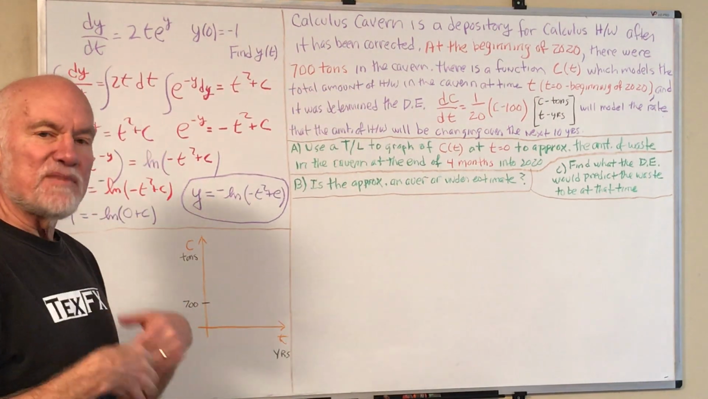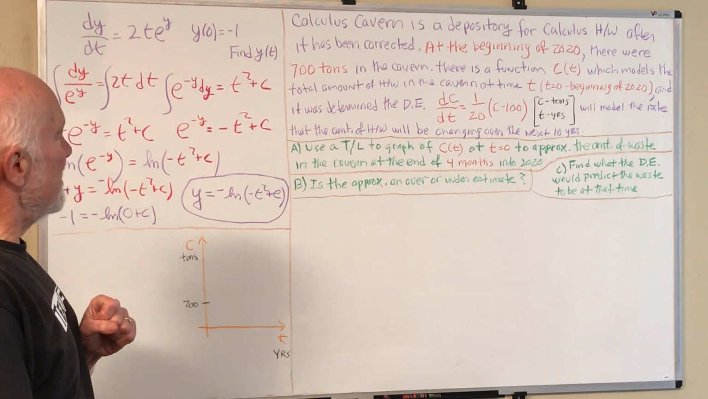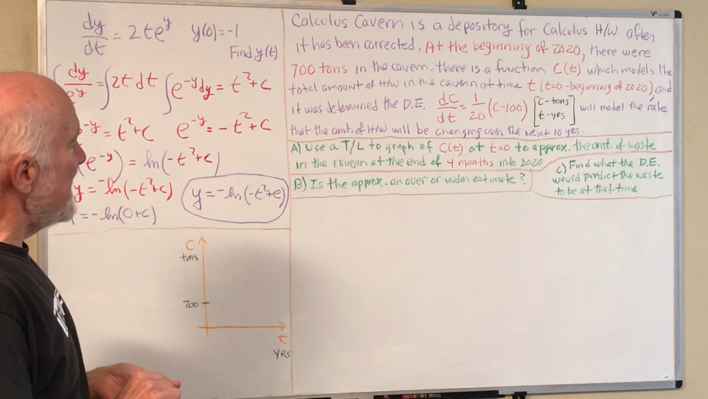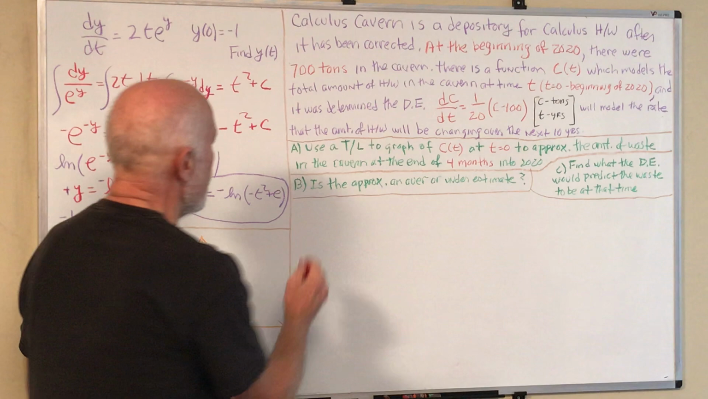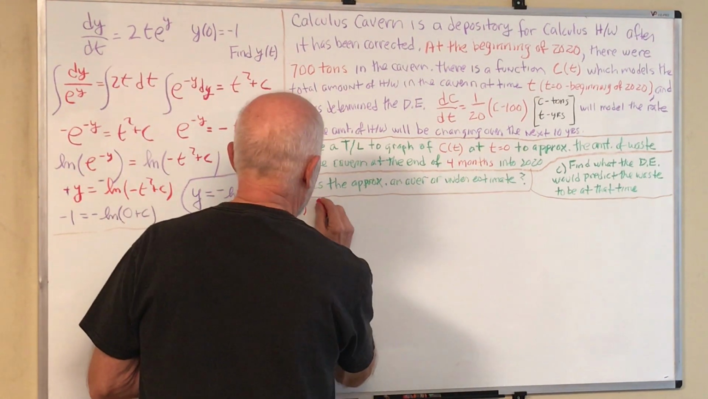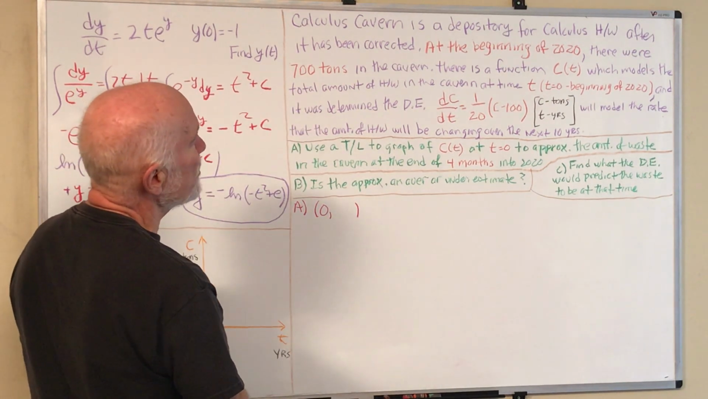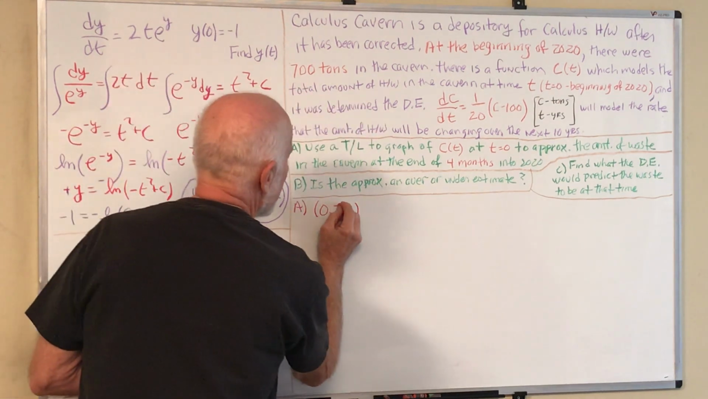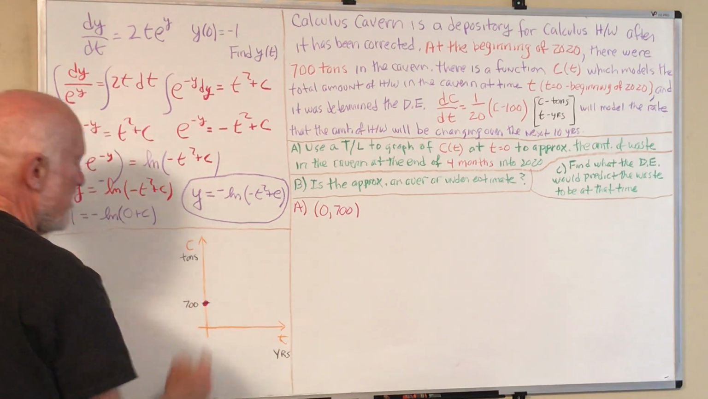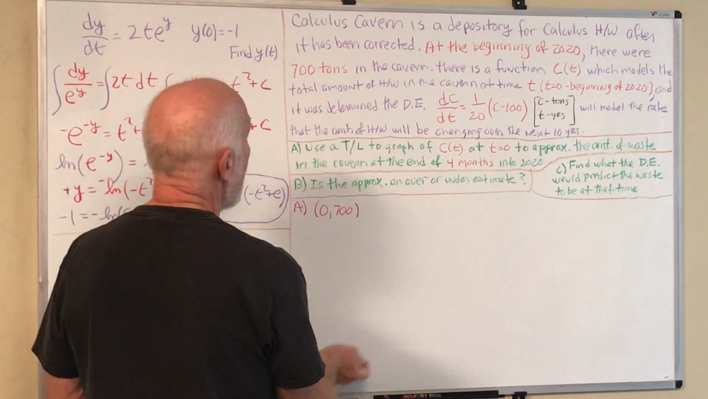So they're not asking us in part A to solve and find c of t. They're just saying, let's use a tangent line to approximate. So what do we need for a tangent line? We need a point and a slope. Well, the point, it's at t equals 0, so it's 0, comma, c of 0. And we know that c of 0 is 700 tons. We know that this point right here, when t is 0, c is 700, and now we need a slope.